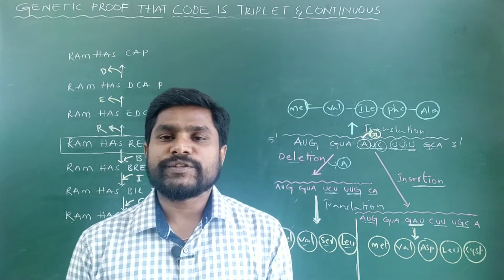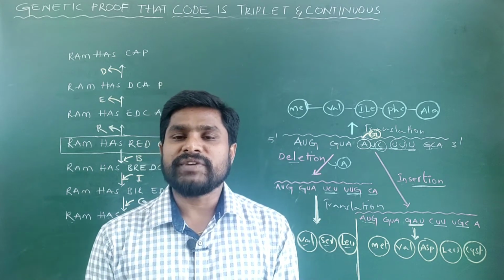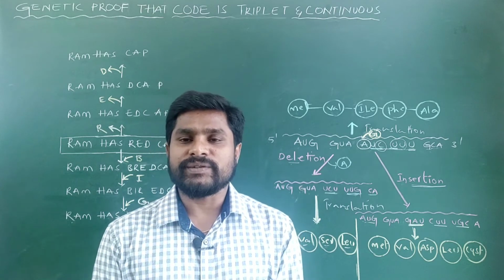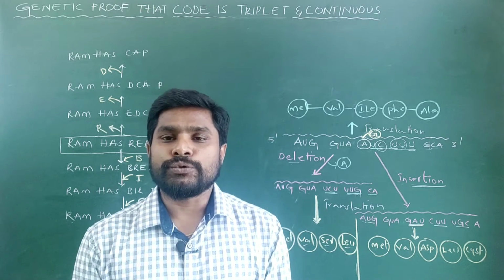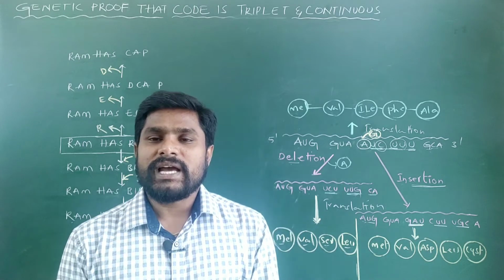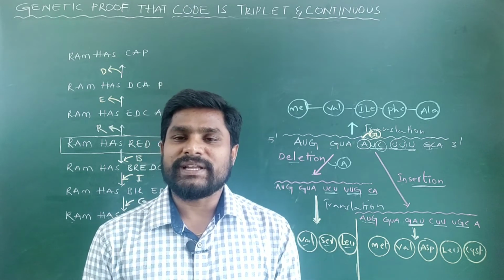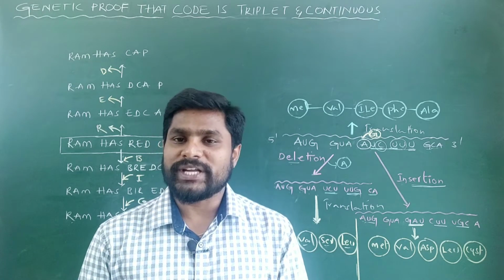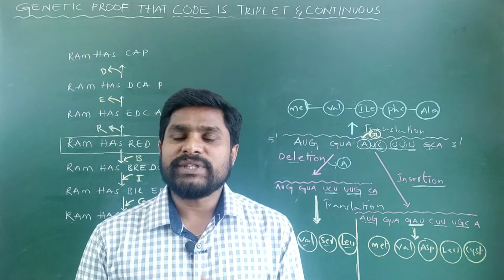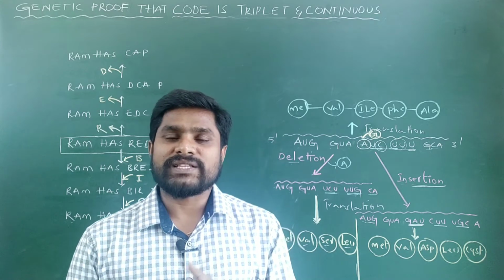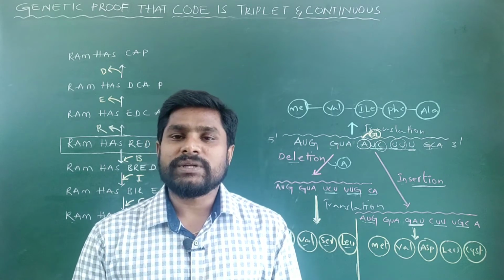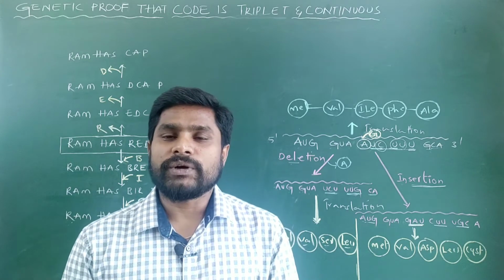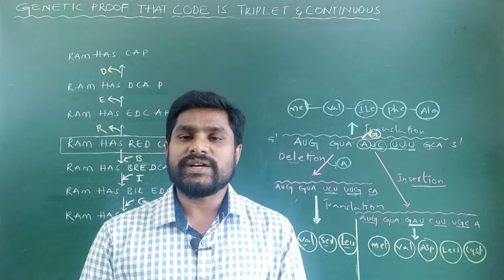Today in this part of the videos on molecular basis of inheritance, we are going to prove that the code is a triplet and the code is continuous, on a genetic basis, through frame shift mutations. Actually, I wanted to complete this concept in the last video, but the discussion of mutations took a long time, so I could not explain it. The frame shift mutations we discussed in the last video are the basis to understand this concept of genetic proof for the code as a triplet and the code is continuous.